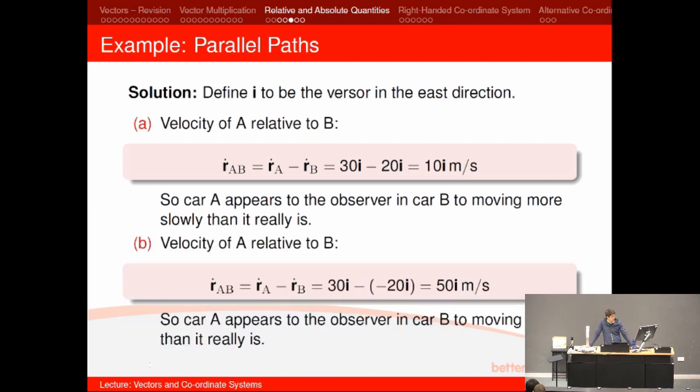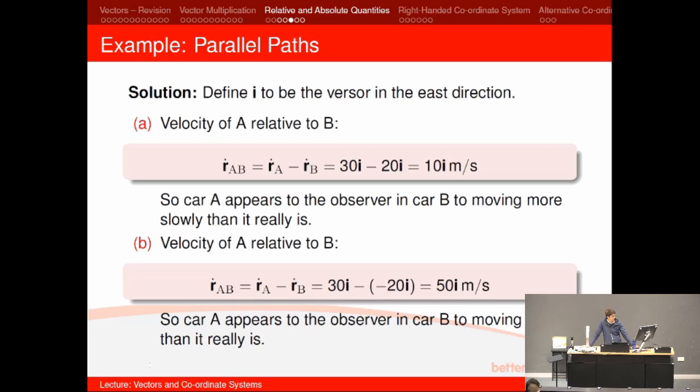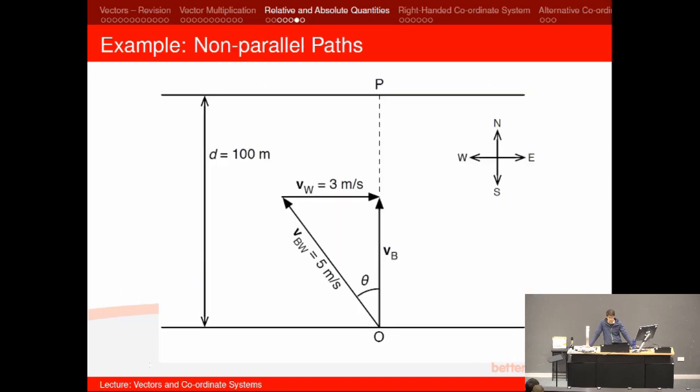All right, if it's B, I think is opposite directions. Yeah, opposite directions. So then in this case, 30i is still traveling due east, but now the other car is traveling due west, and because it's going negative x-axis, you get the negative 20i, and if you subtract them from each other, you get 50 meters per second. So car A appears to the observing car B to be moving faster than it really is because of the opposite direction.